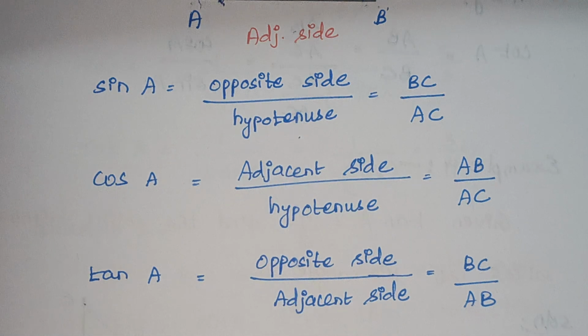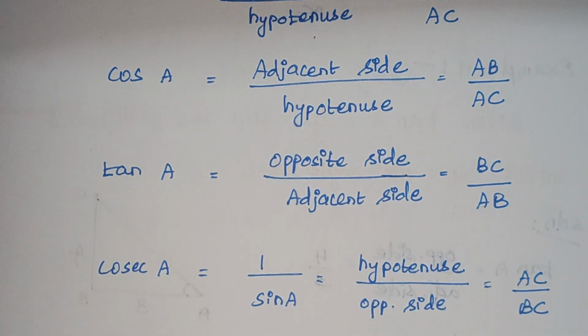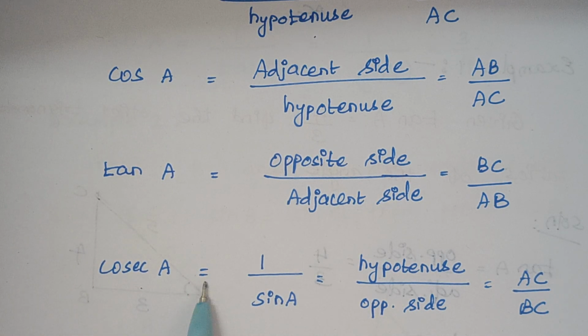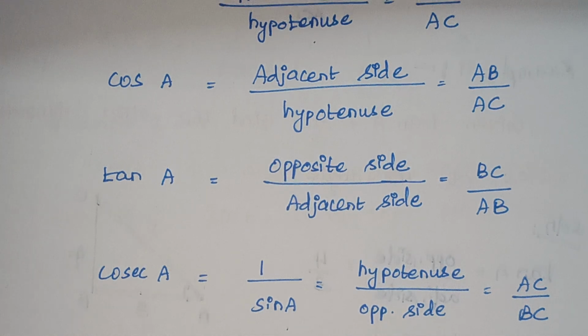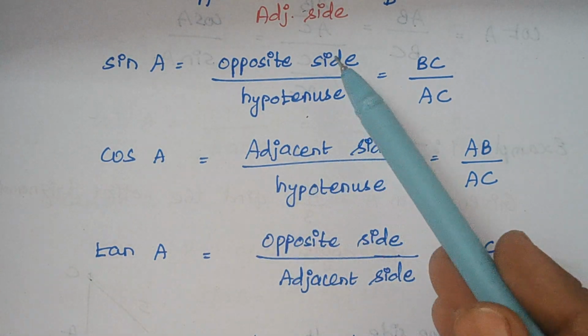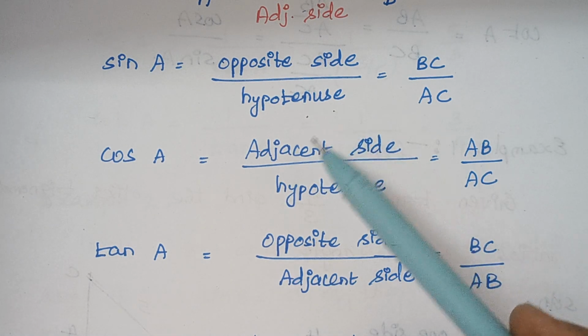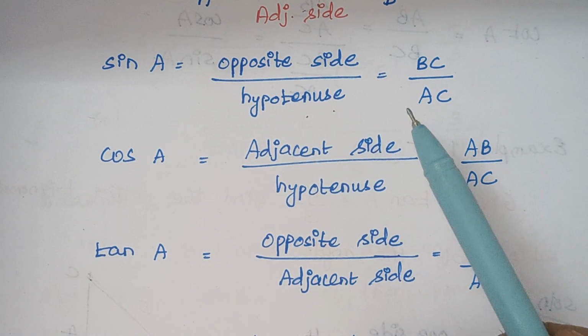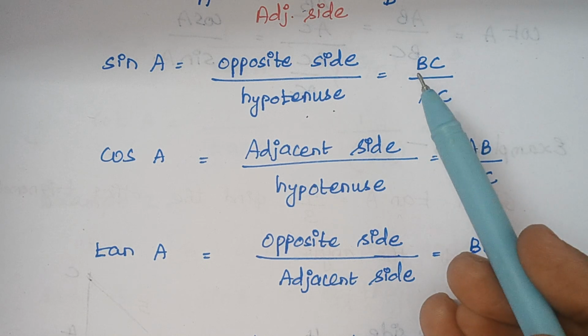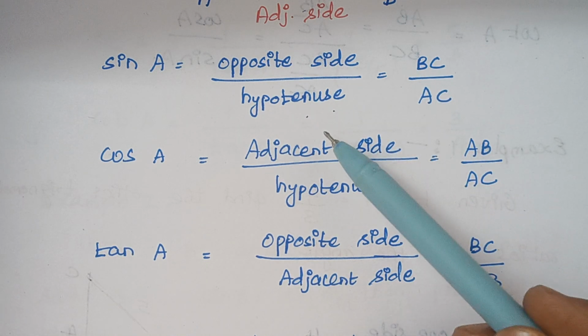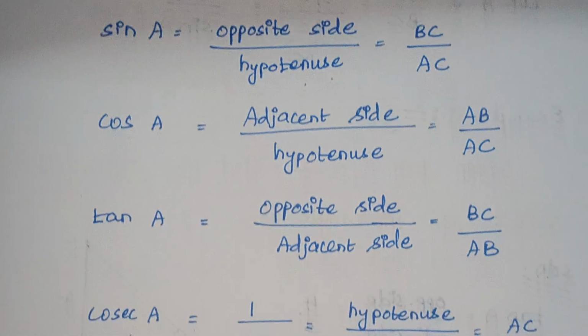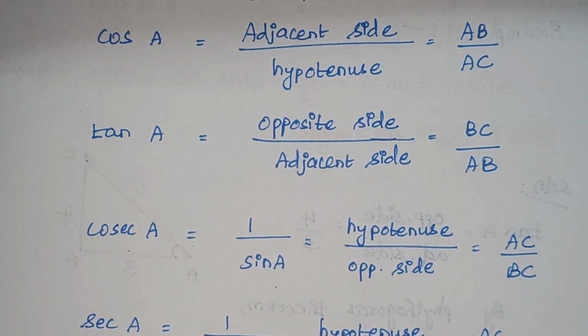Now the next formula is cosecant of A. Cosecant A is nothing but the reciprocal of sine A, right? So cosecant A can be written as 1 by sine A. What is sine A here? Sine A is opposite by hypotenuse. Now we are going to take the reciprocal. Once you take the reciprocal, how can we write it? We write it as hypotenuse by opposite side, right? So cosecant A is given by hypotenuse by opposite side.